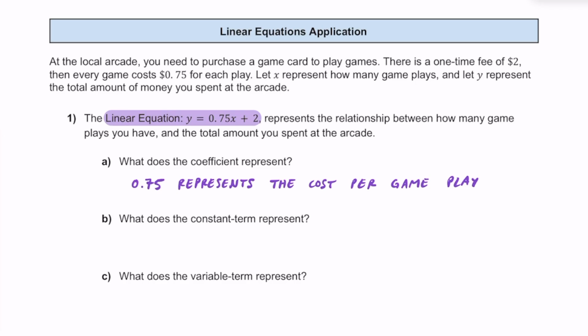Now, what about the constant term? Well, the constant term in this linear equation is really just going to be that 2 that we see, because that term value is not going to change. This fee represents the one-time fee for the card, and you don't have to pay this ever again.